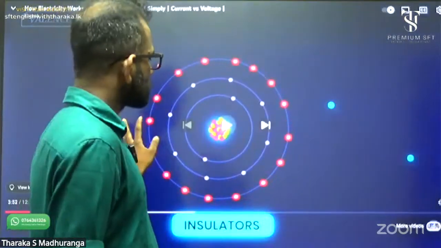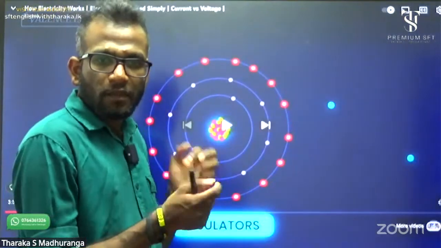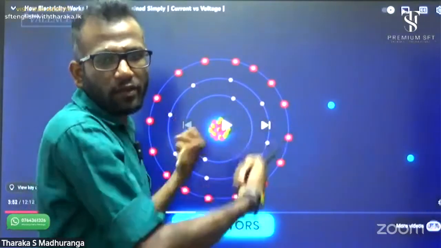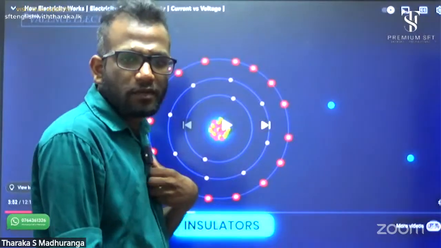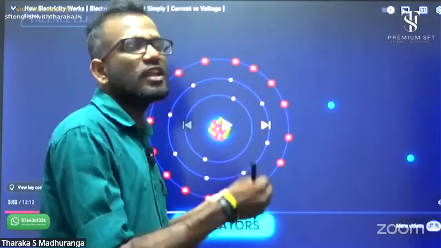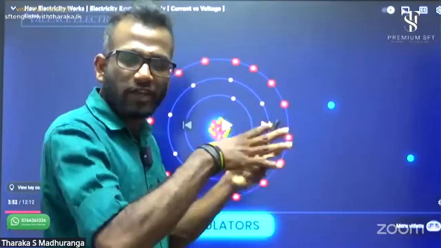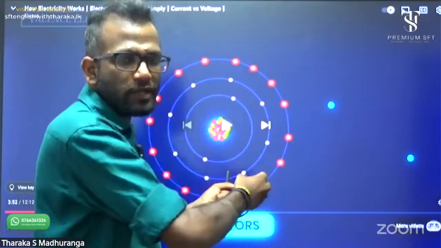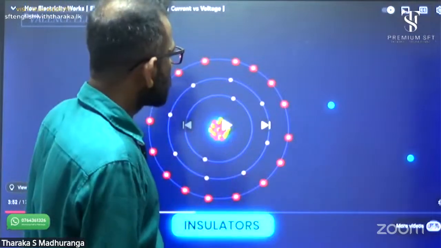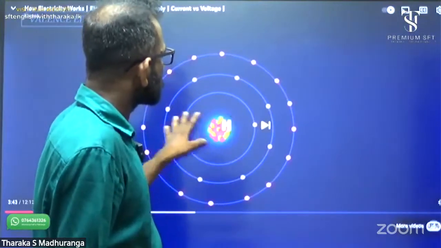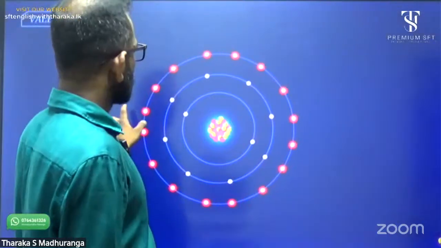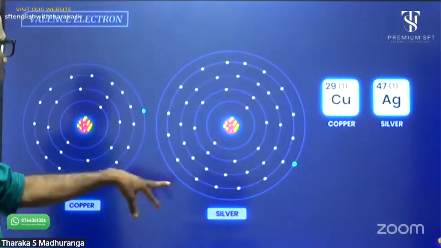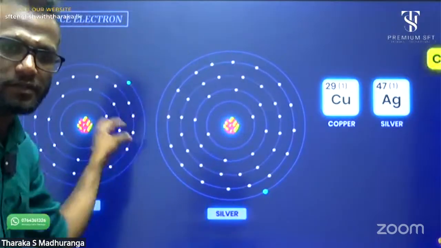I hope you got the difference. Insulators have very limited, very few free electrons. We call them insulators. But conductors have free electrons, so we can easily remove electrons with enough force. These materials are called conductors.